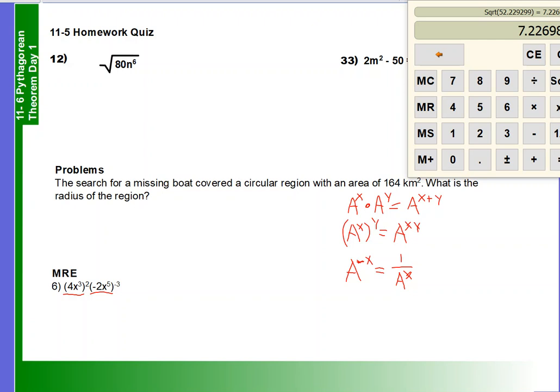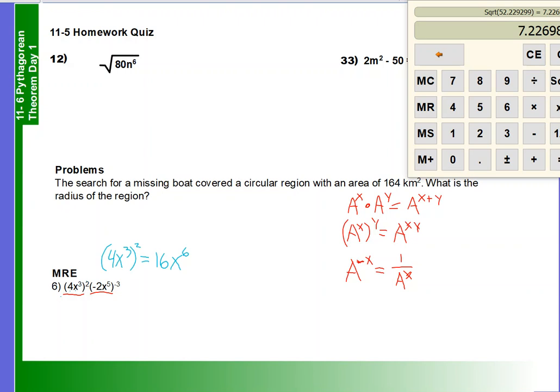So we're going to take 4x to the third squared to the second power. Well, 4 squared is 16. I'm going to rewrite this. So 4x to the third, we're squaring this, is equal to 16. X to the third squared is going to be x to the sixth.